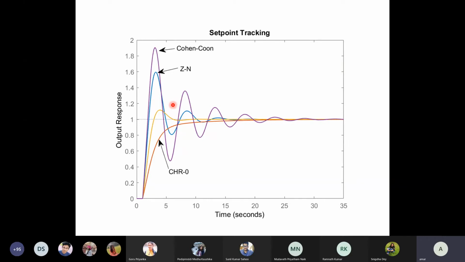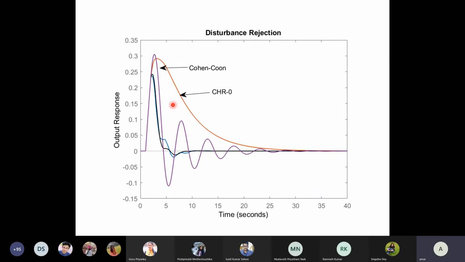In a similar fashion, for the same process, if we look at the disturbance rejection performance, we can see that for Cohen-Coon the oscillations are very high, and the overshoot is high. Whereas the CHR 0 is pretty sluggish in taking care of the disturbances, because the response took a long time to settle to the initial value.